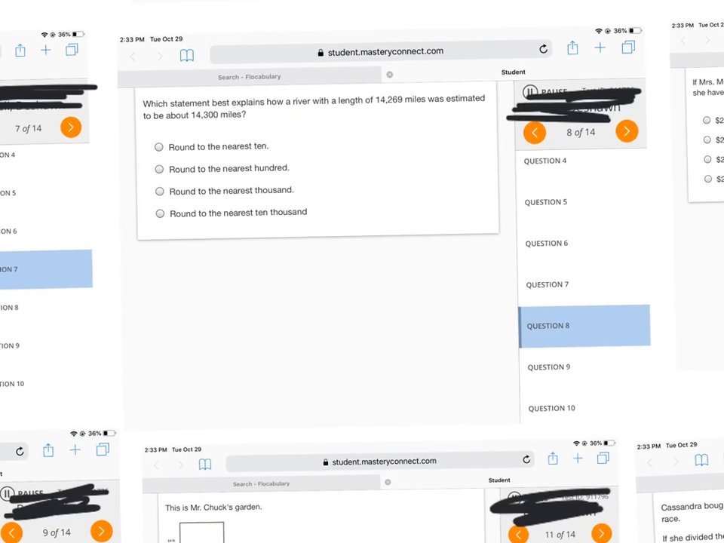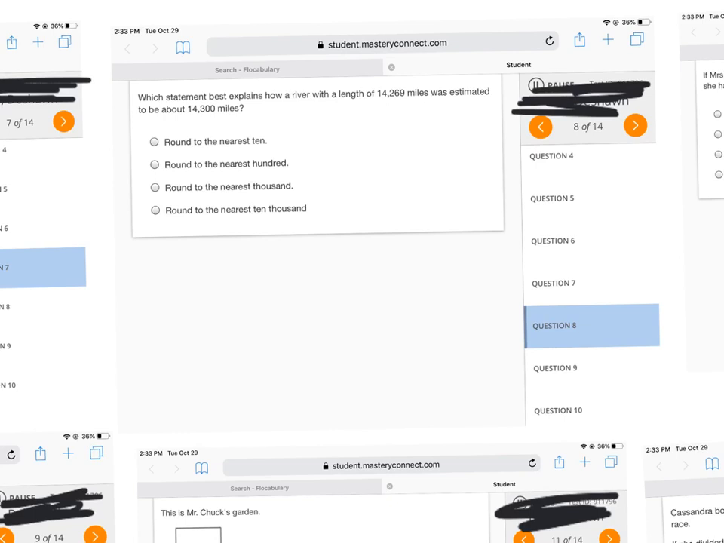Alright, question 8. Which statement best explains how a river with a length of 14,269 miles was estimated to be about 14,300 miles? So we need to see where we would have to round to in order to get that.